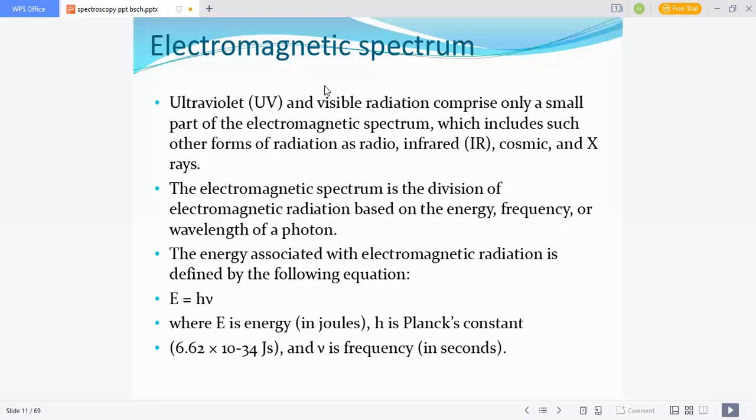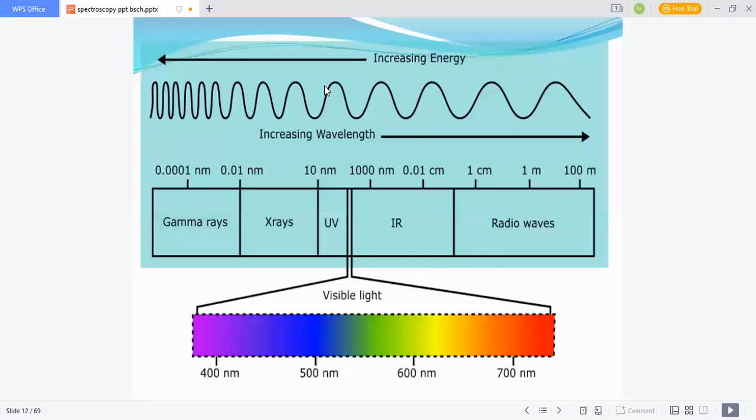E is equal to hν. E is energy in joules, h is Planck's constant, 6.6 multiplied by 10 to the power minus 34 joule seconds, and ν is frequency in per second. Next one, increasing wavelength, increasing energy: gamma rays 0.01 nanometer, X-rays to UV visible 10 nanometer, infrared 0.1 centimeter, and radio waves 1 centimeter, 1 meter, and 100 meters.